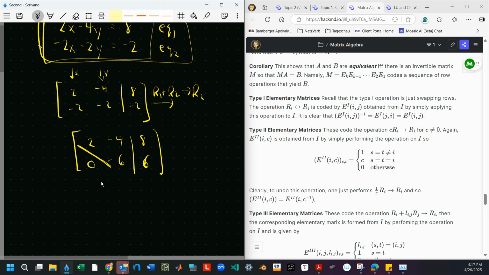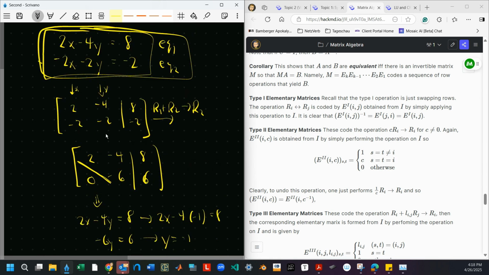So once I'm here, I can re-extract the system of equations corresponding to this matrix, right? And I get 2x minus 4y equals 8, and I get minus 6y equals 6. And then I start using back substitution. So y is equal to minus 1. This is going to become 2x minus 4 times minus 1, because that's what y is now, equals 8. And you just work your way backwards and solve, just like before. Good. So that's the basics of this.